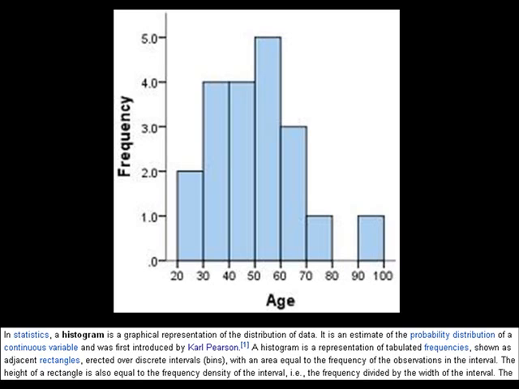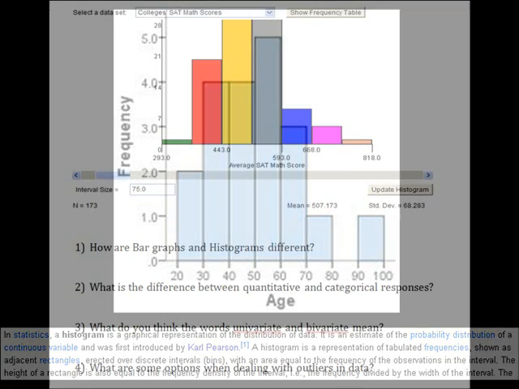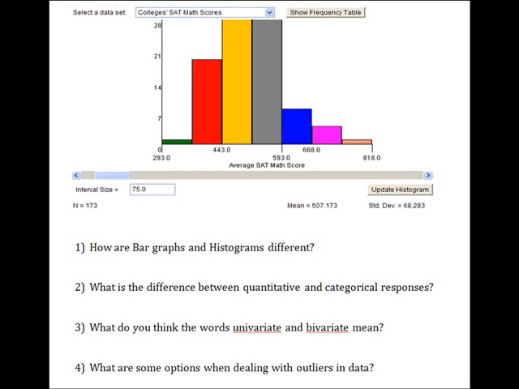Now let me go ahead and show you another histogram. Well, actually the histogram from before, but now I have a couple of questions I want to ask you. Question 1 is, how are bar graphs and histograms different? Question 2, what is the difference between quantitative and categorical responses? Question 3, what do you think the words univariate and bivariate mean? Question 4, what are some of the options when dealing with outliers in data?